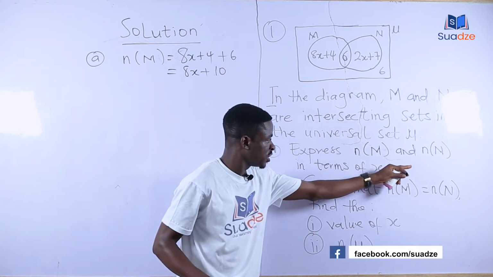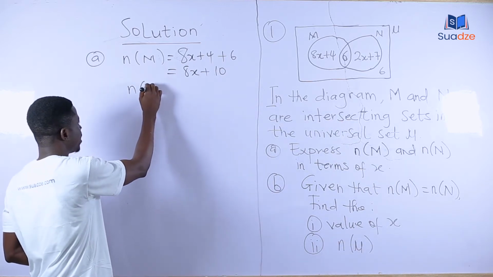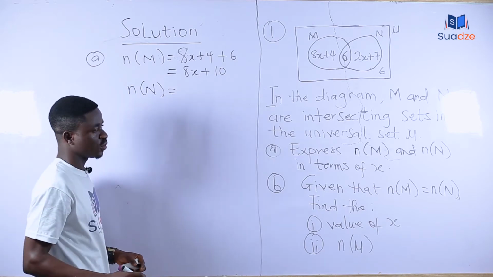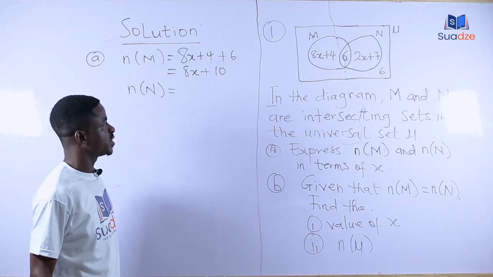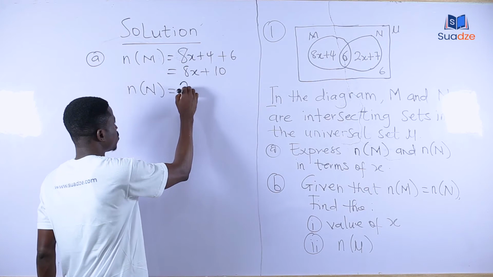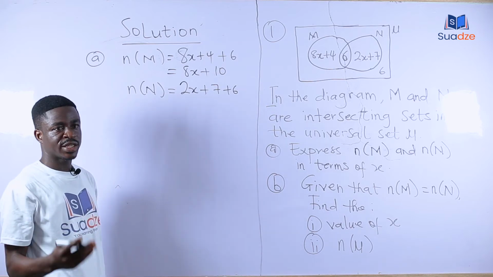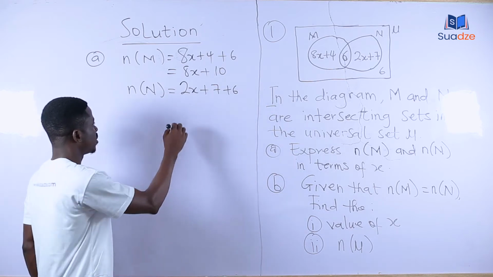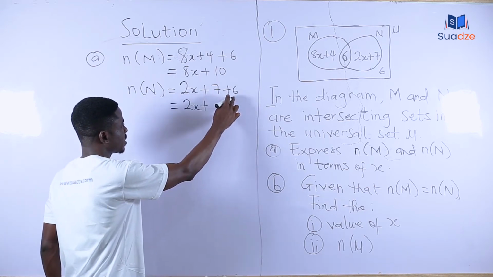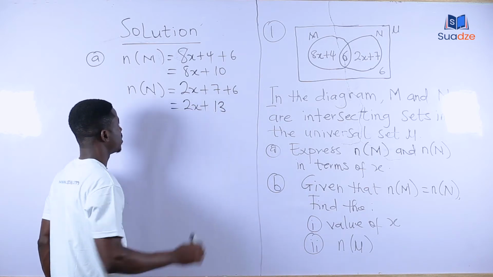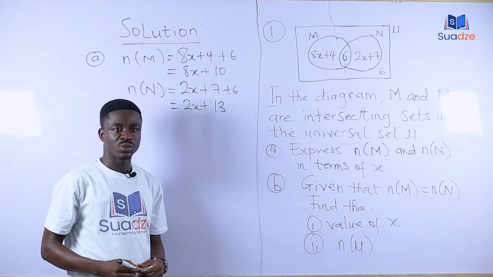The other part of question A says we should find the number of N. So the number of N is equal to... We do that by writing the figures or expressions in the circle N. And this will give us 2x plus 7 plus 6. Then we go ahead and simplify the expression. So 2x plus 7 plus 6 will give us 13. So we've been able to solve question A. Then we go to question B.